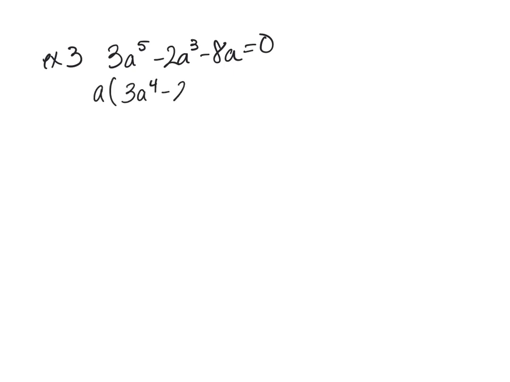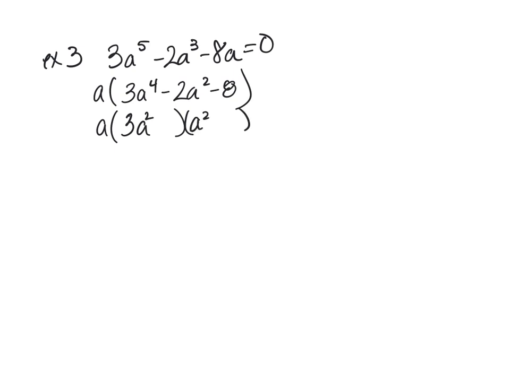Example 3 is 3a to the 5th minus 2a cubed minus 8a equals 0. And so I have a common factor of a, so 3a to the 4th minus 2a squared minus 8. And then we're going to try to factor this, 3a squared and a squared.